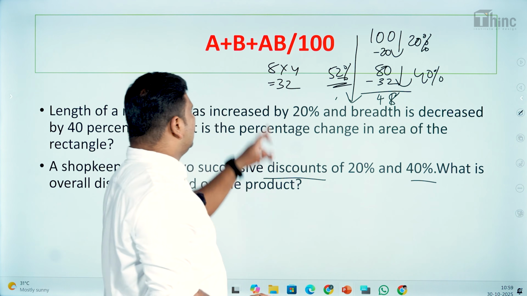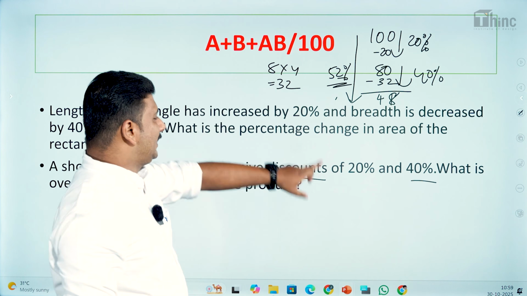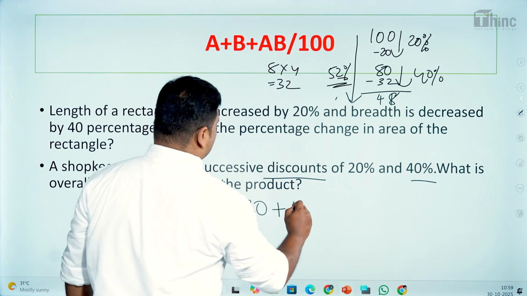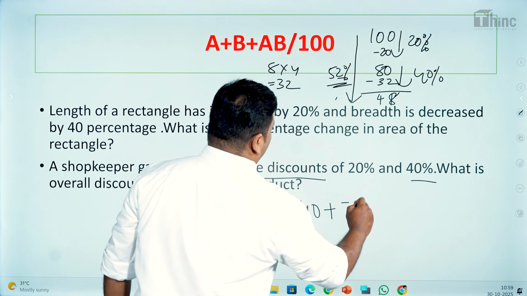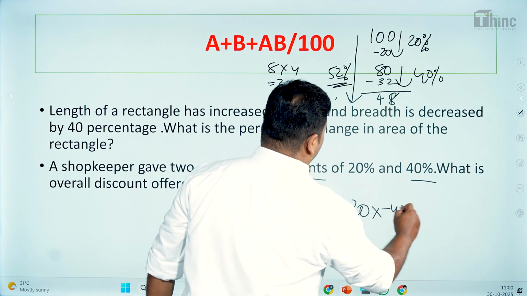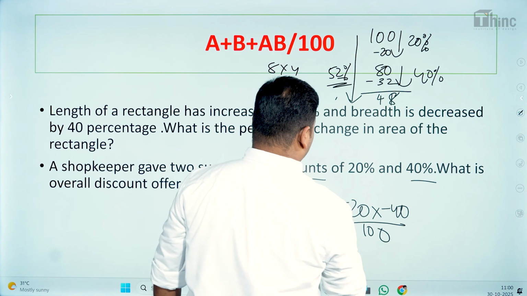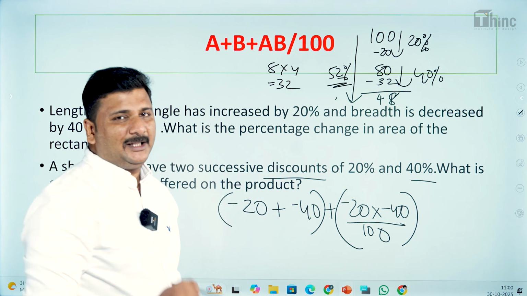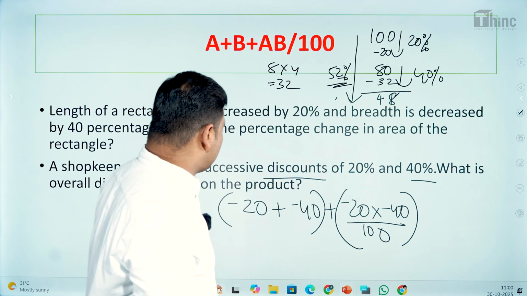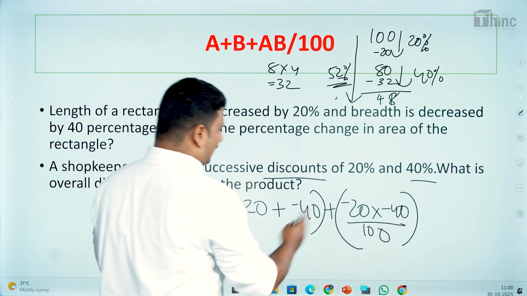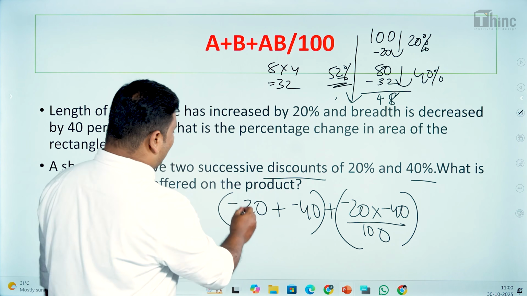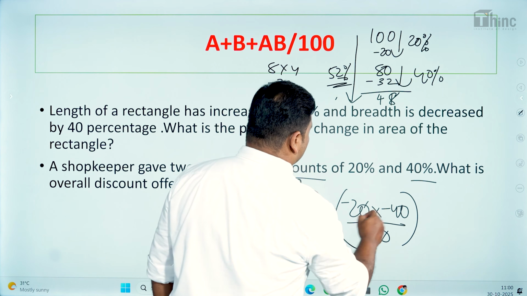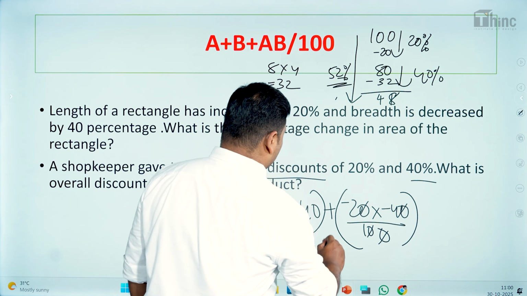What is the overall discount? All you need to do is substitute A as minus 20 and B as minus 40. So the overall discount will be minus 20 plus minus 40 plus minus 20 into minus 40 by 100. If you do this, you will directly get the answer. While doing this calculation, to avoid making mistakes, I suggest doing these two separately and then adding them up. So minus 20 plus minus 40 is minus 60. And the product term gives you plus 8.